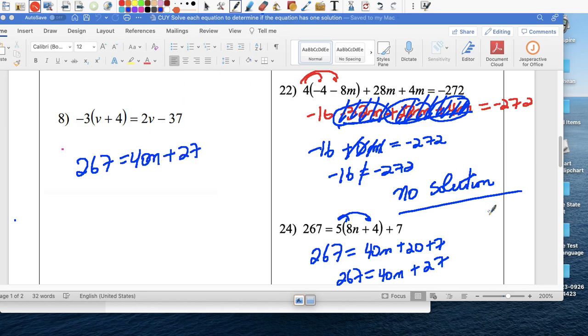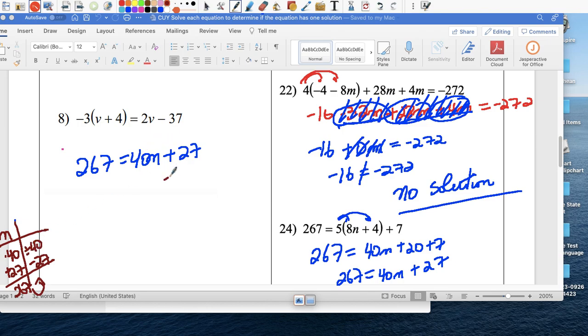This looks like a one solution. I'm going to go ahead. Oh, I'm not. Maybe I jumped the gun on the previous one. That was wrong. So here's my little story. I have a variable n, which is being multiplied by 40, and then add 27. I have equals 267. So I'm going to do the inverse operation of plus 27, which is minus 27, and then divide by 40 on both sides.